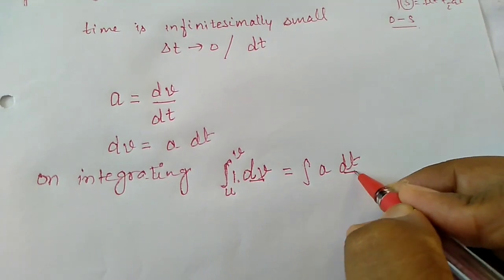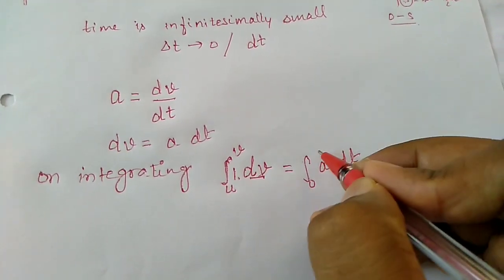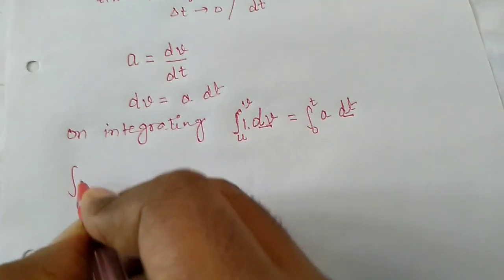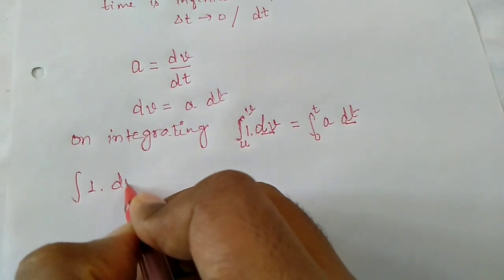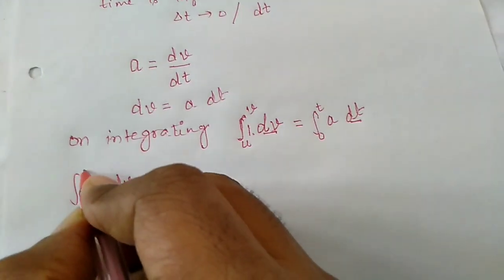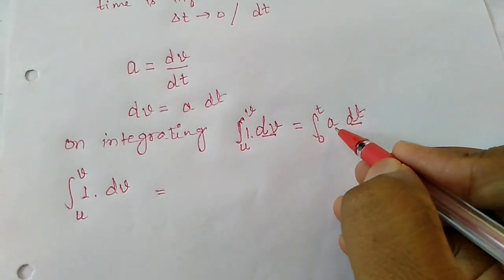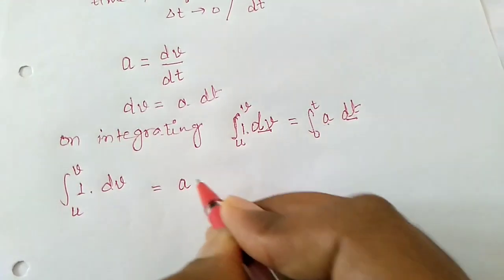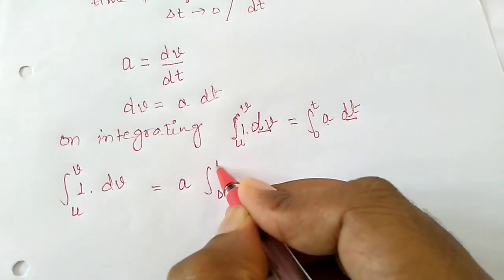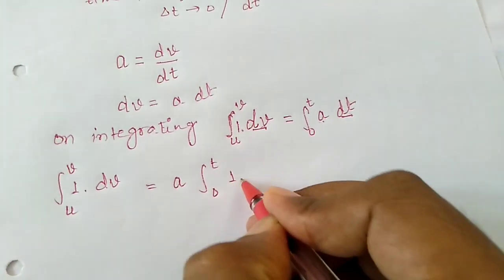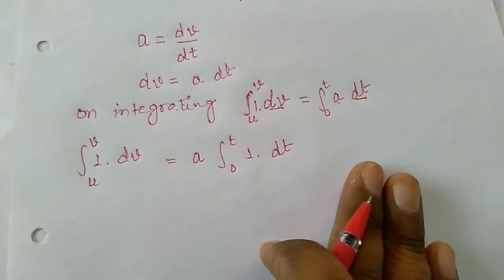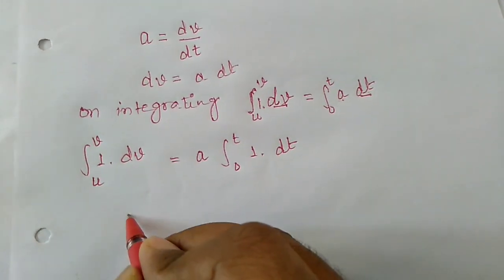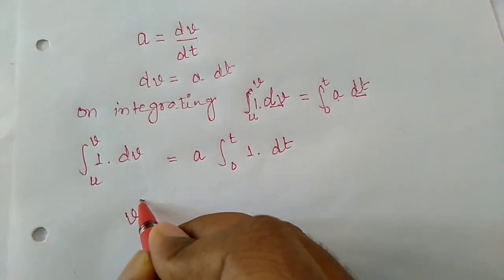Same way, what is the function here? Time. So the initial value 0 and the final value t. Further we can write integration of 1 dv from u to v is equal to a, which is not a function of time, so acceleration will be out of the integration from 0 to t. Nothing is written right now, so we can say 1 dt. If you remember, the integration of 1 is the function itself. So what will be here? The v. After integration you must write like this.